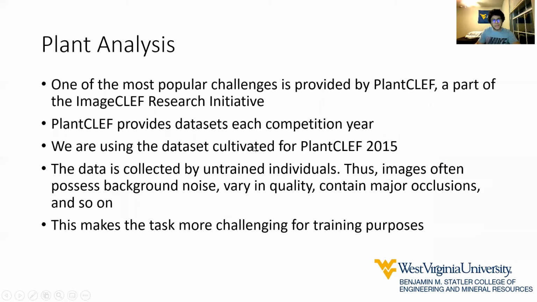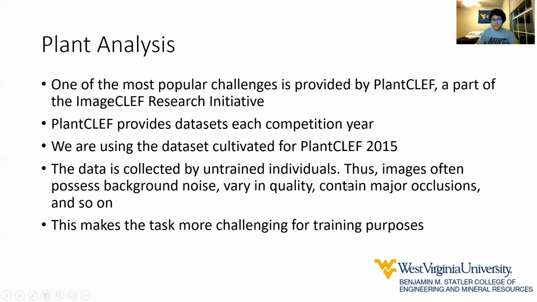Our project is one of the most popular challenges provided by PlantClef, which is also a part of the ImageClef research initiative. They provide a dataset each competition year. We're currently using the dataset from the year 2015. This dataset is collected by untrained individuals. It means images often have a lot of background noise. It might also vary in quality and might also contain major occlusions.